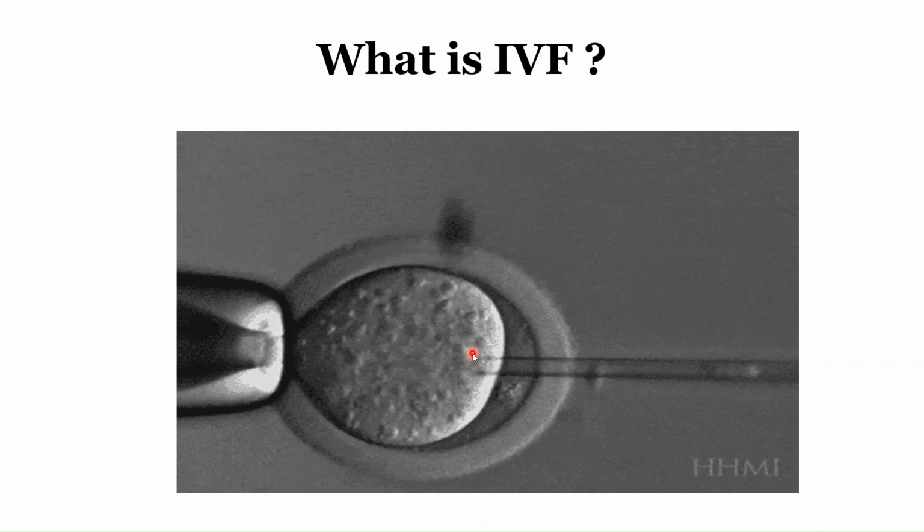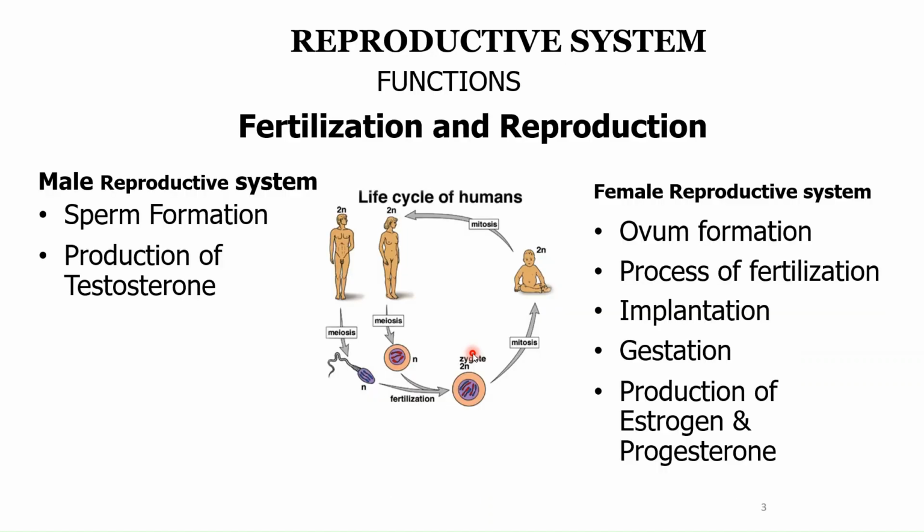So what is important here to get fertilized? The role of the male is obviously much less compared to the female, because the male has to give only the sperm, right? Whereas the female has to take care of the entire cycle, from the formation of the egg and fertilizing that egg, to implanting it in the uterus, and then gestation, and then managing the two hormones, estrogen and progesterone. Many IVF failures happen because of an imbalance between these two hormones.